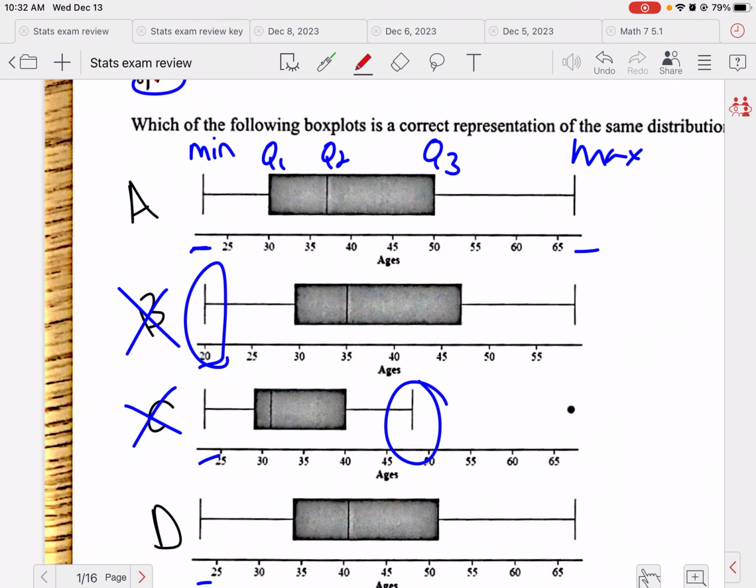So A is at 36. D is clearly not at 36 in that middle term. So I already know my answer. I don't have to do any more work.